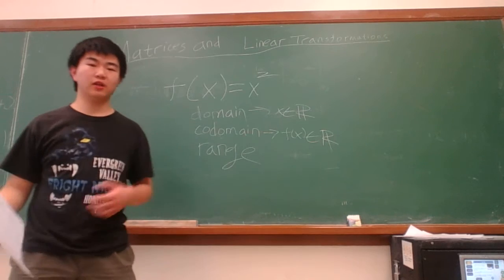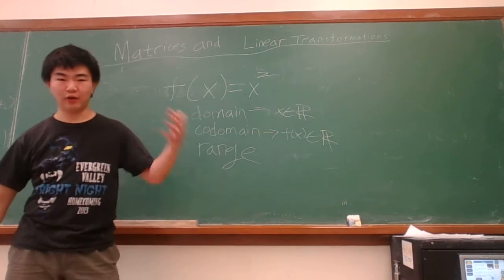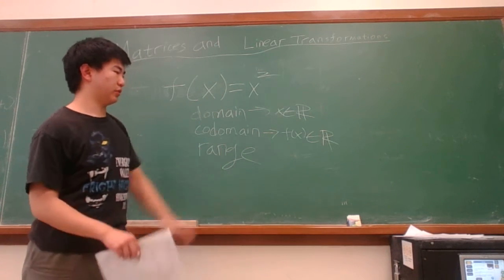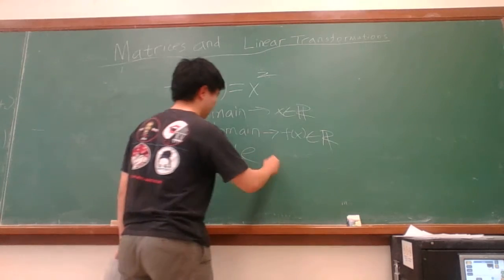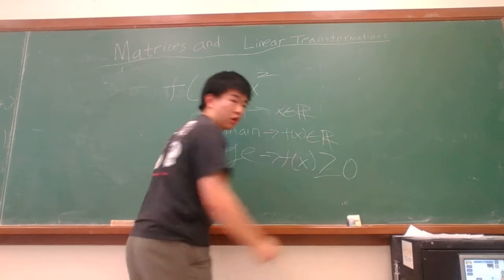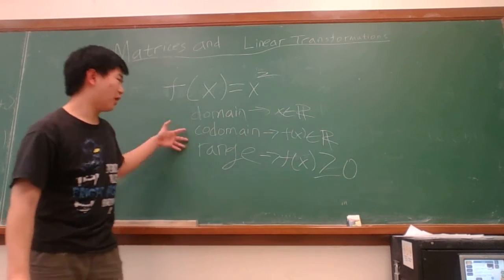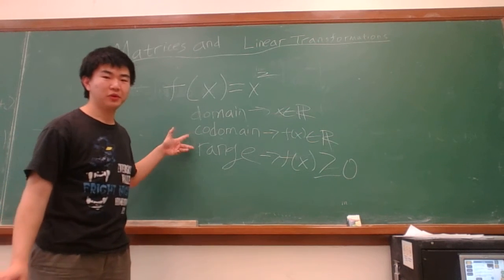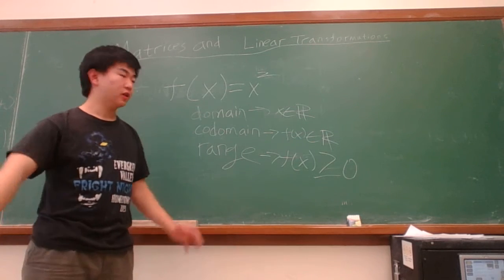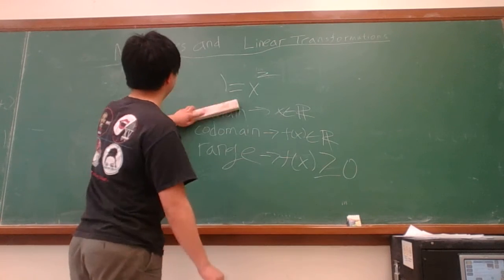Codomain means you look at the type of function, and it'll tell you a certain thing. So this is all reals because we're expecting a real, and we're putting in a real. But the actual range is all positives. So that's why we like to discern between codomain and range. It'll be more clear why we do this when we approach a new type of function. In this case, it's a linear transformation.